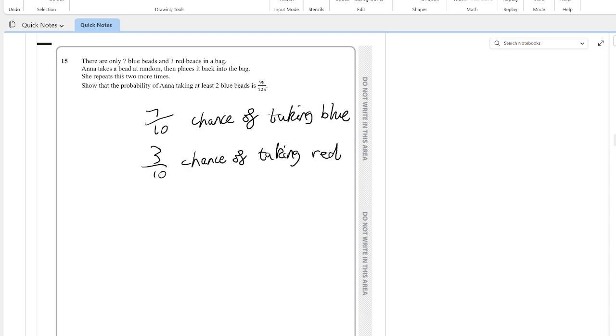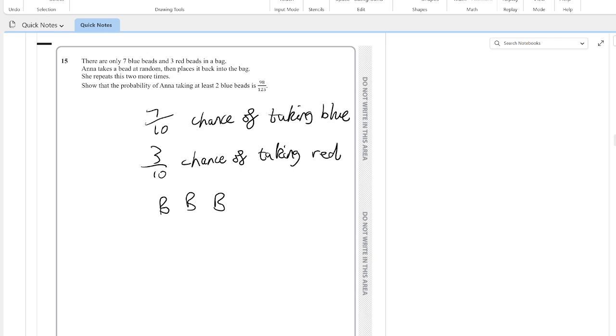And so she takes 3 beads. Show that the probability of Anna taking at least 2 blue beads is 98/125. So what we need to think is, how could she take at least 2 blue beads? Well, she could take a blue, and then another blue, and then another blue. What is the probability of this?